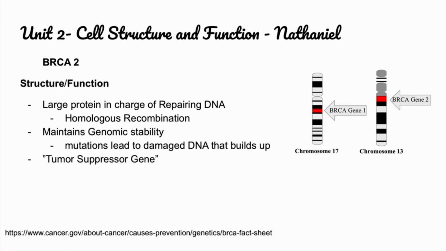BRCA2 works to prevent tumors by ensuring DNA is repaired and without fault. Mutated BRCA2 genes can lead to cancer development, which is why it is commonly referred to as a tumor suppressor gene when not mutated.